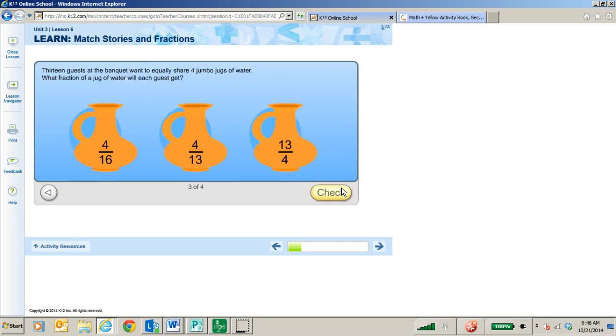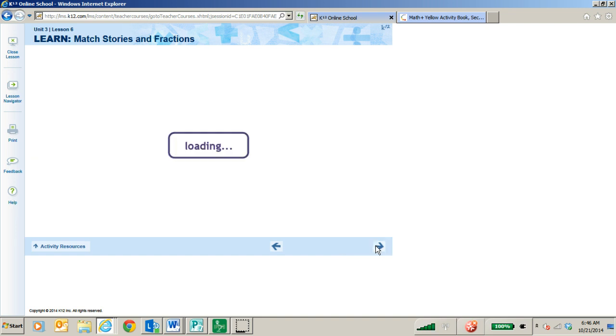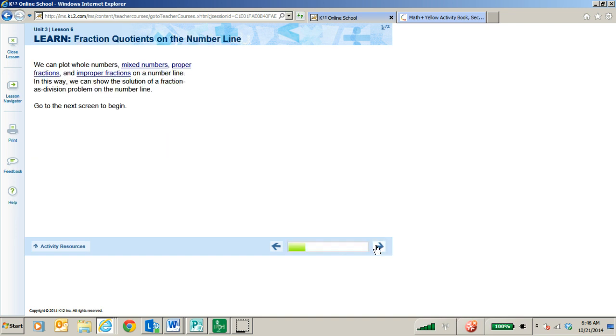This can get a little tricky, but we have to think about the total and what we're dividing it by. We have 13 guests at the banquet who want to equally share 4 jumbo jugs of water. So we have the 4, but we have to divide it by 13. And you'll continue to go through additional problems like that.